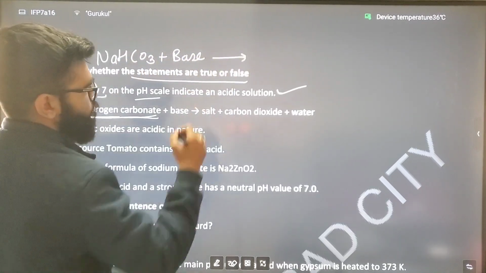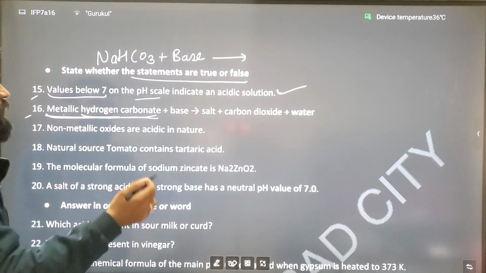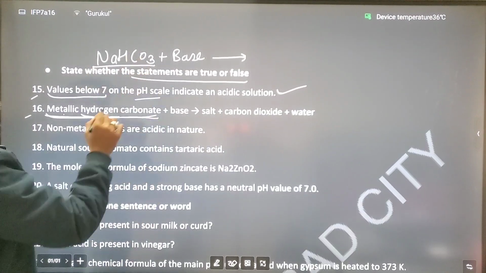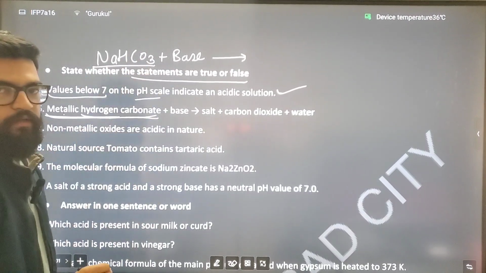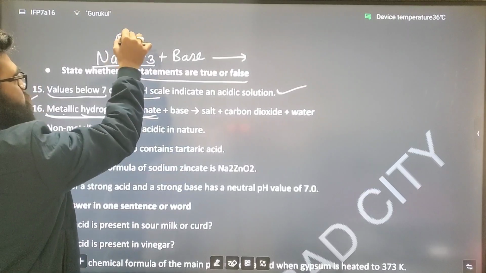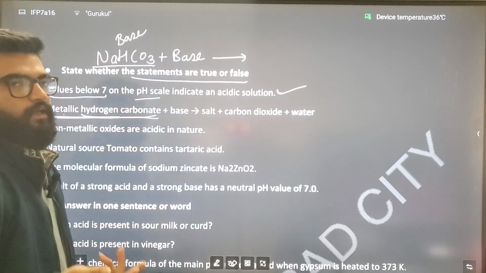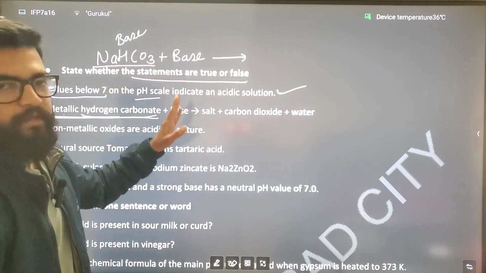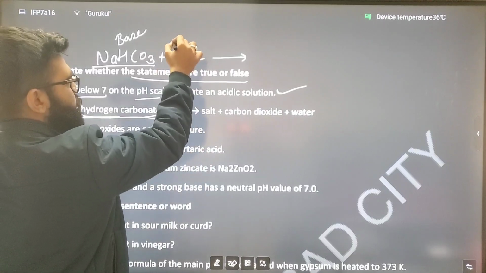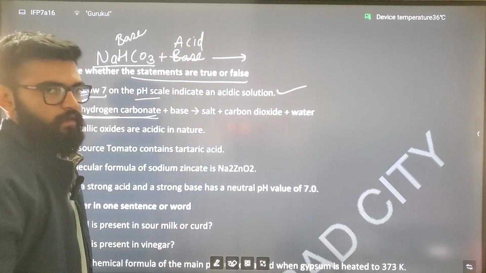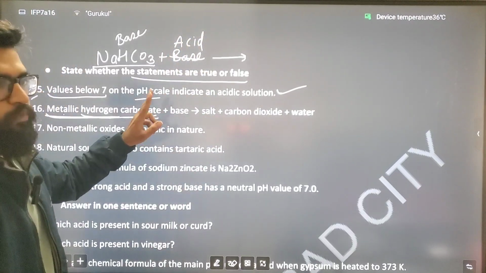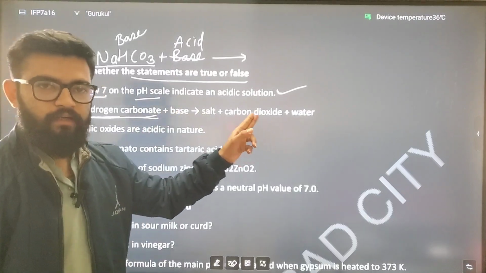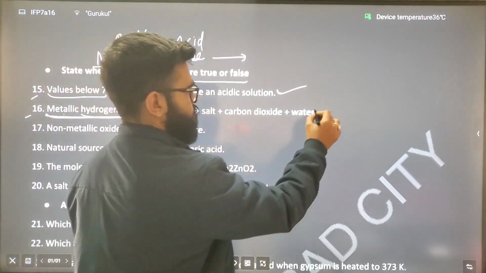So here is a small mistake, a small misunderstanding: sodium hydrogen carbonate, or you can say metallic hydrogen carbonate, is already a base. We haven't seen any reaction in the chapter of base with base. So here there should be acid, not base. If there is an acid in place of base, then the reaction will be correct. But now the reaction is incorrect. So the answer is false.